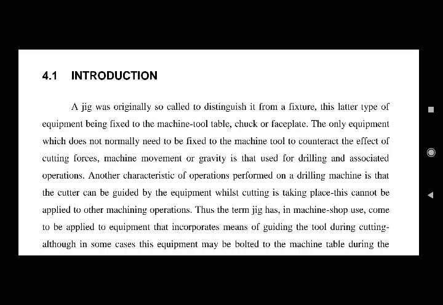This type of equipment being fixed to the machine tool table, chuck, or a faceplate. The only equipment which does not normally need to be fixed to the machine tool to counteract the effect of cutting forces, machine movement, or gravity is that used for drilling and associated operations. Another characteristic of operations performed on a drilling machine is that the cutter can be guided by the equipment in which cutting is taking place. This cannot be applied to other machining operations.